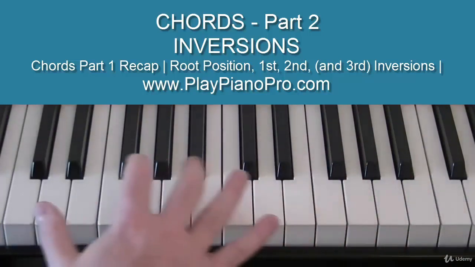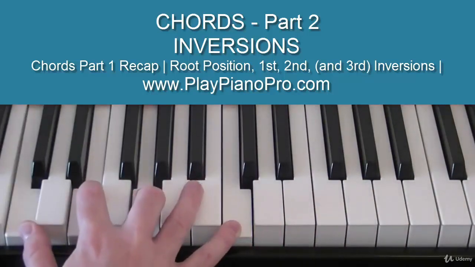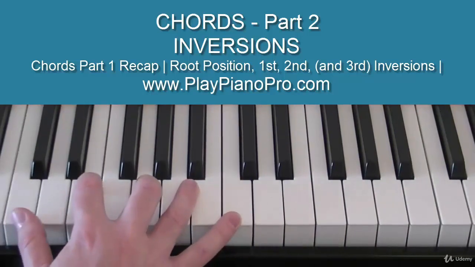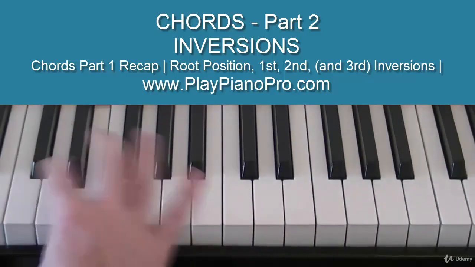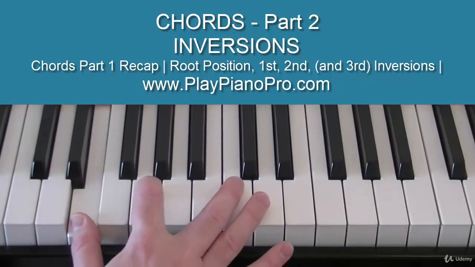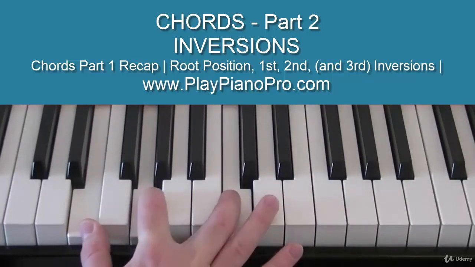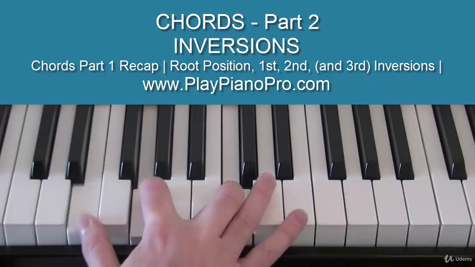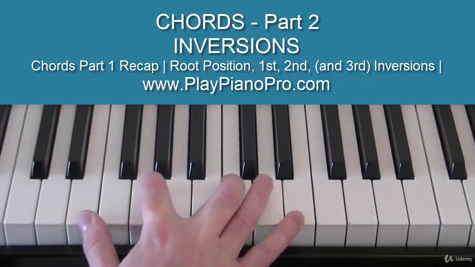So I'm going to move down the keyboard. There's our C major chord again. But this time, we're going to move up and put the E note, or the second note of the chord, as our bottom note, and then play the other notes above it. When we do that, that's known as a first inversion chord, and to make it a 4-note chord, we can always put the bottom note at the top as well.